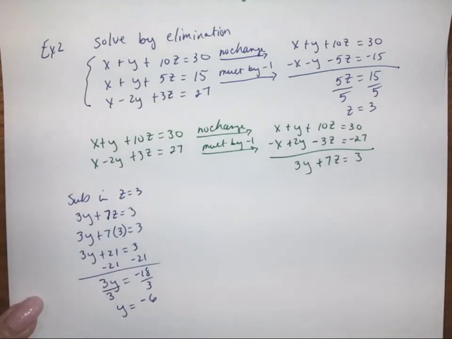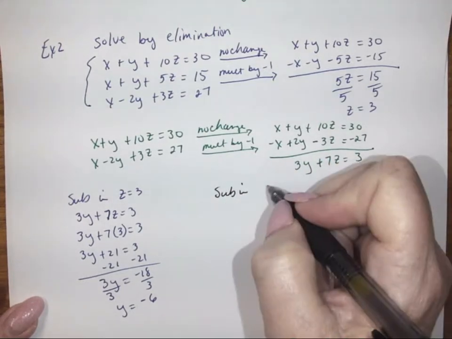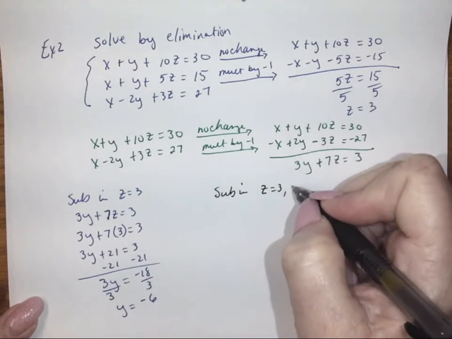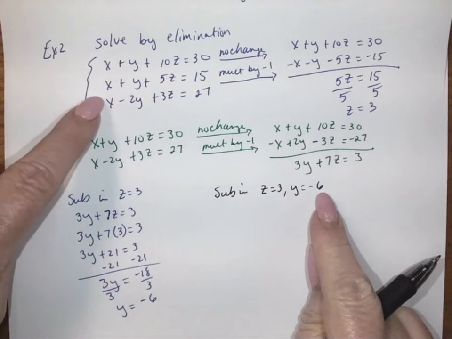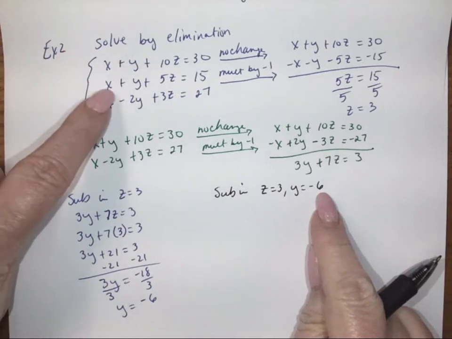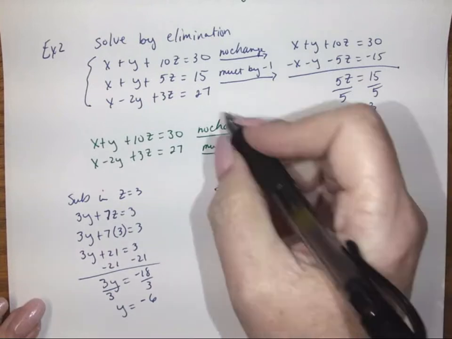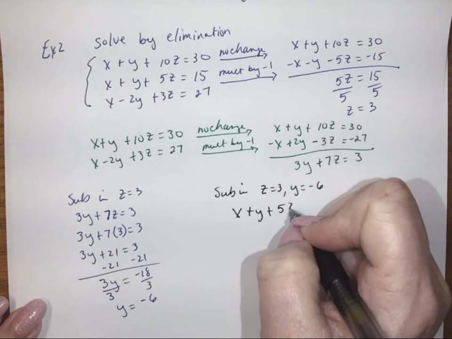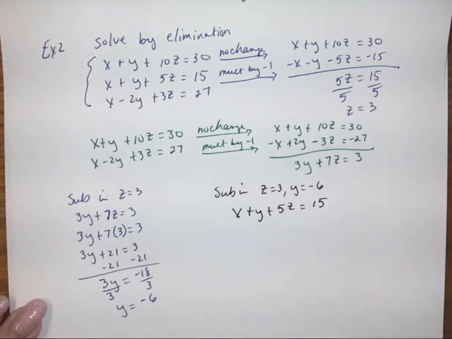So now we can plug in or sub in. We already had z equals 3, and now we also have y is equal to -6. You can plug this into any of the equations. I'm going to choose the middle one because my numbers are a little bit smaller and everybody's positive. So I'm going to use x plus y plus 5z is equal to 15.